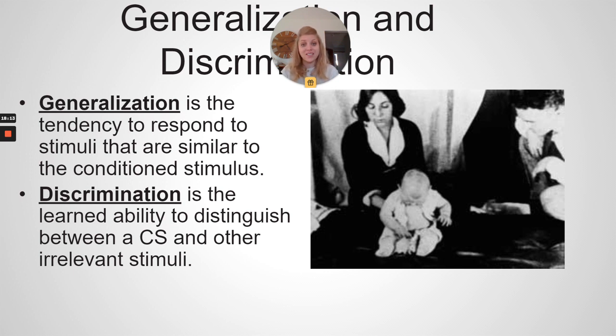And this was known as discrimination, meaning that Albert was able to discriminate between stimuli that were not similar to one another.